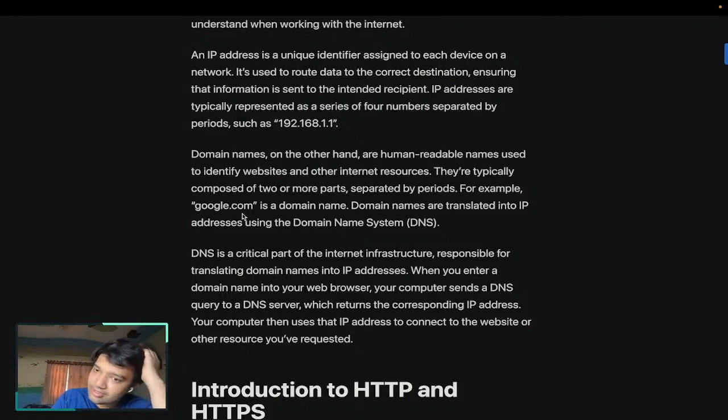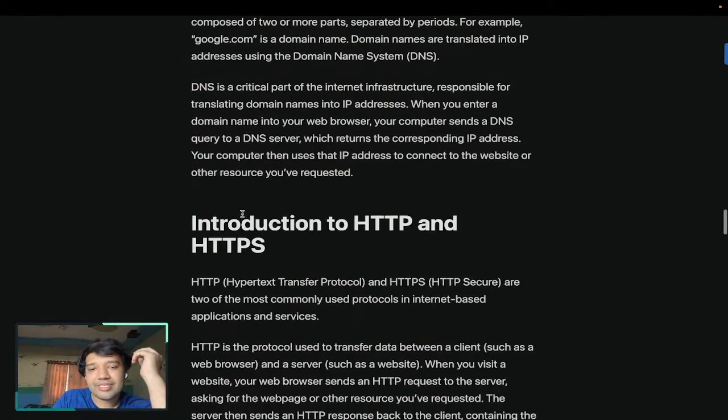IPv6 is not backwards compatible, so IPv4 does not work with IPv6. So now devices have both IPv4 and IPv6. I think some devices don't have IPv4 now. They did start using only IPv6. Domain names, on the other hand, are human readable names used to identify websites and internet resources. And DNS basically does the mapping of domain names to the IP.